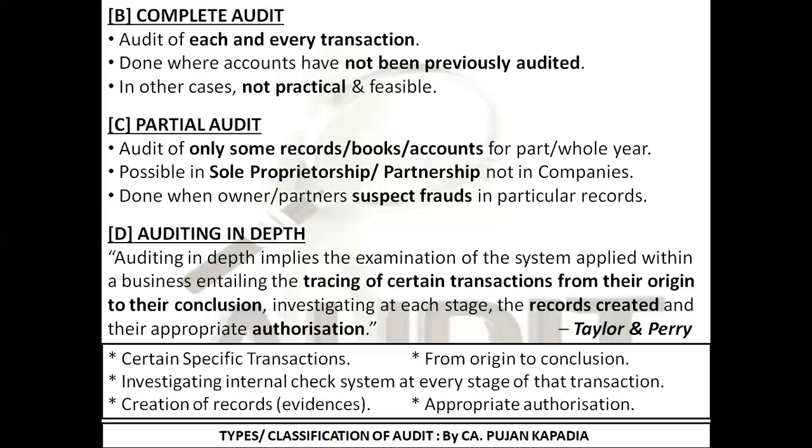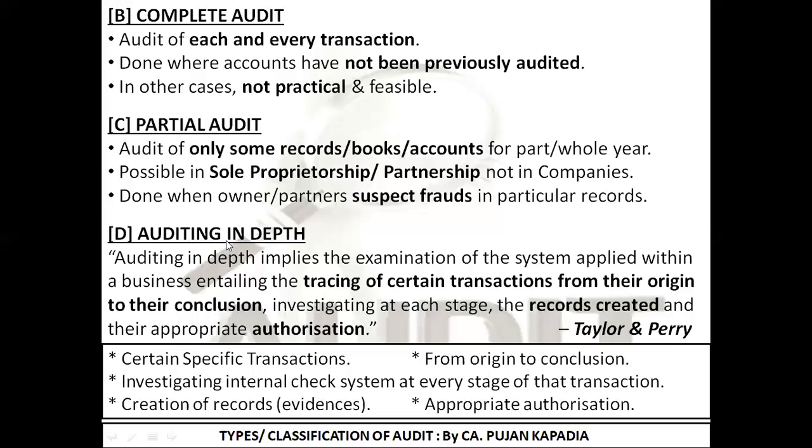So I hope you are clear with the three differences. First was continuous audit, in which I was constantly engaged with the auditing. Second is complete audit, in which I am checking each and every transaction. Third is partial audit, under which I am just checking selected records, selected books, or selected accounts. Let's go for the fourth one.